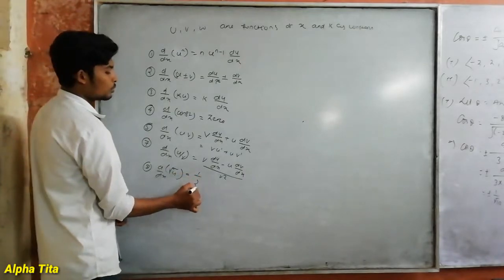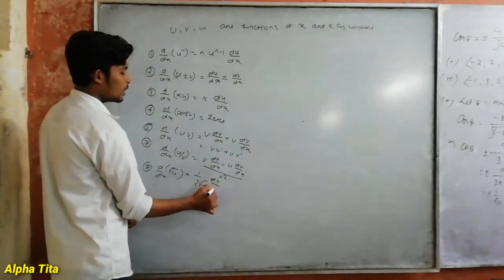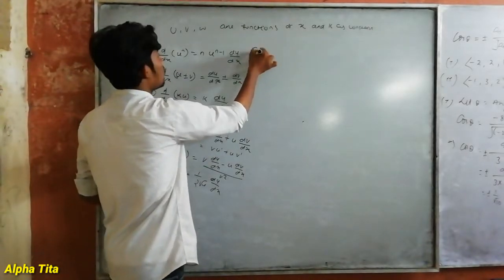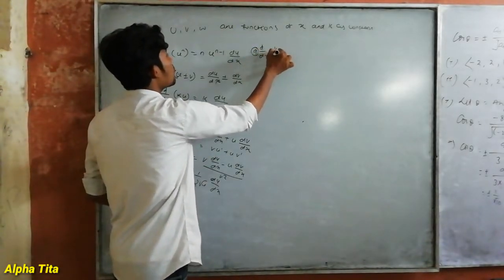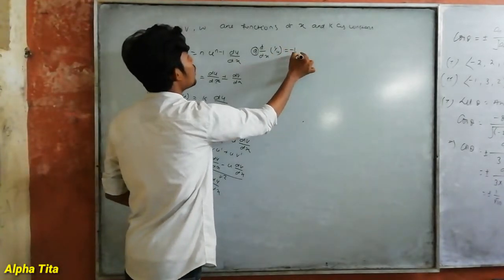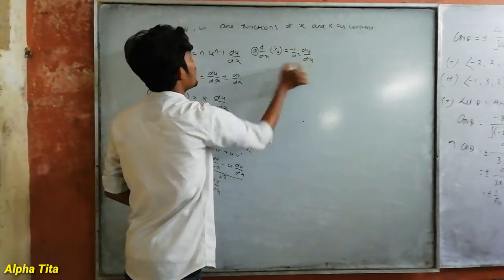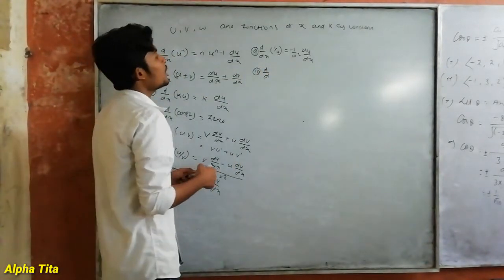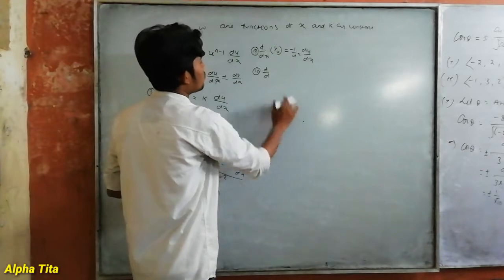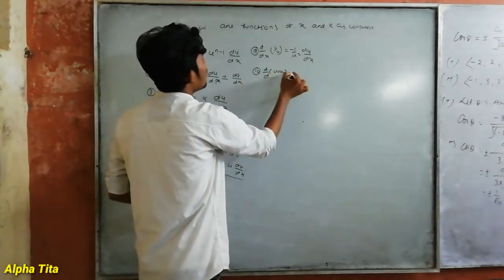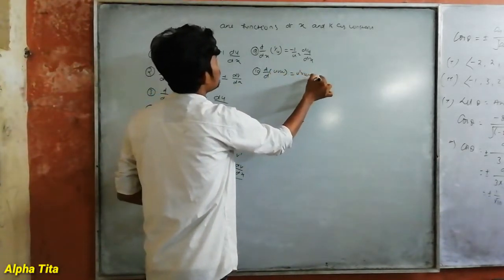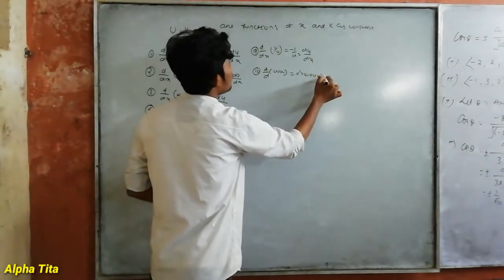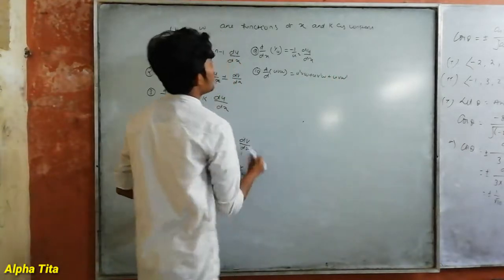Okay, d by dx of root u gives 1 by 2 root u du by dx. Next formula: d by dx of 1 by u gives minus 1 by u square du by dx. If d by dx of u v w, then what you get is u dash v w plus u v dash w plus u v w dash.